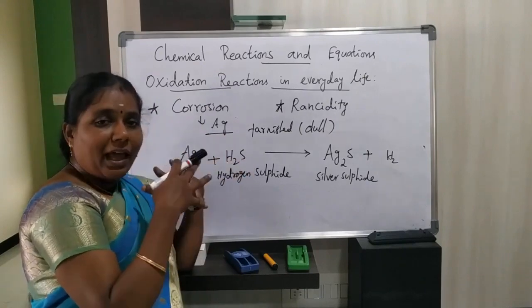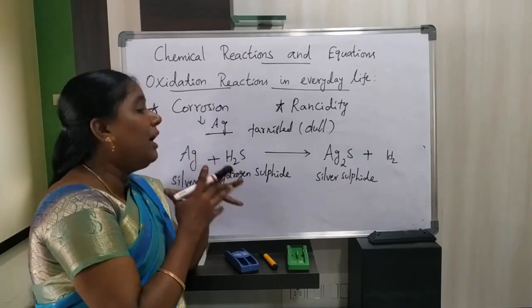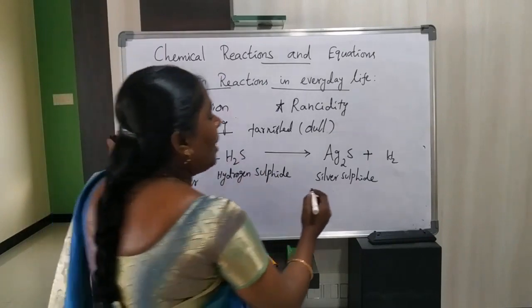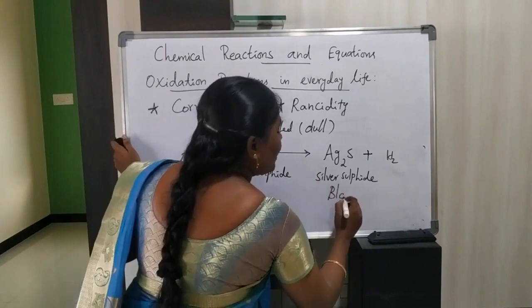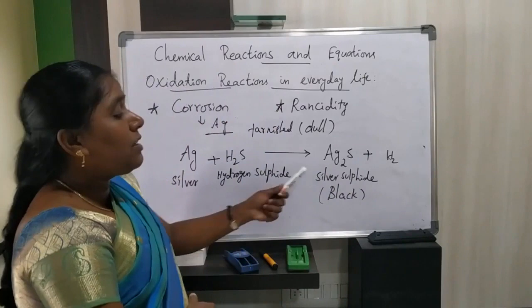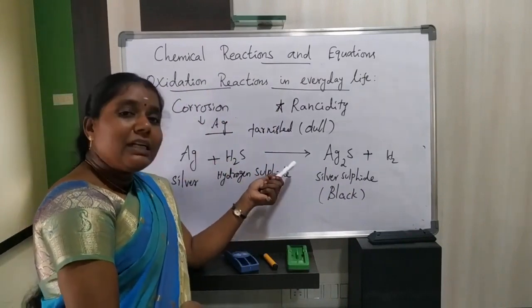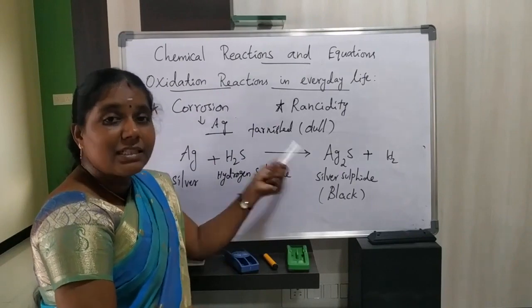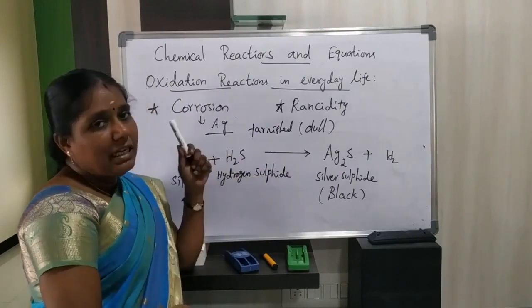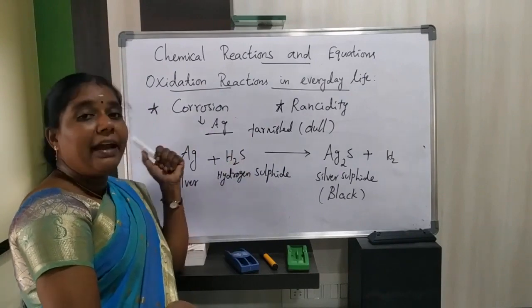The silver reacts with hydrogen sulfide present in air and makes a black coating on its surface. That black colored substance is silver sulfide. What's the name of that black colored substance? It is Ag2S, silver sulfide. You know very well, H2S is hydrogen sulfide and not sulfate.